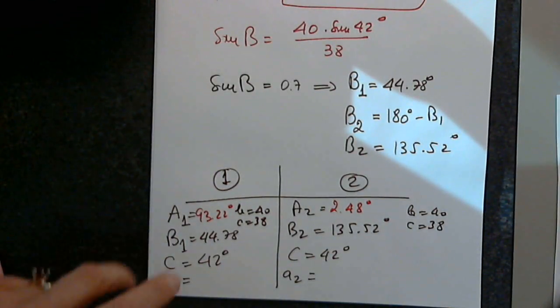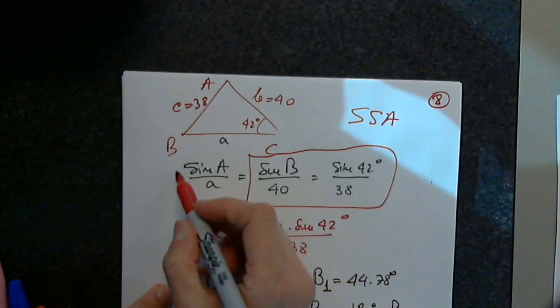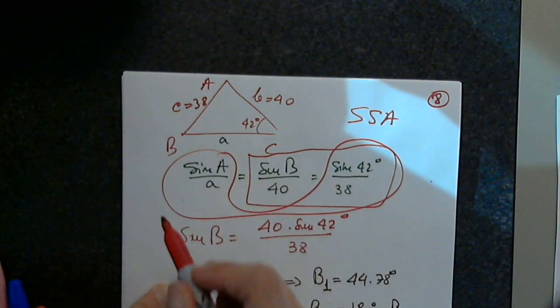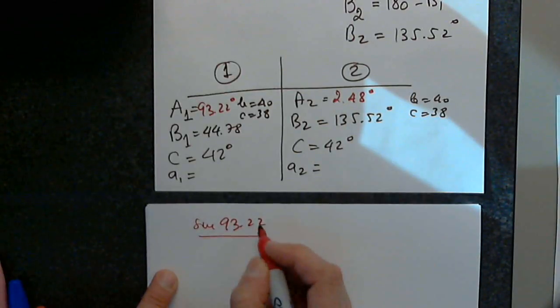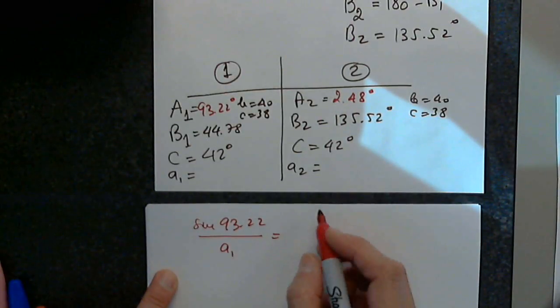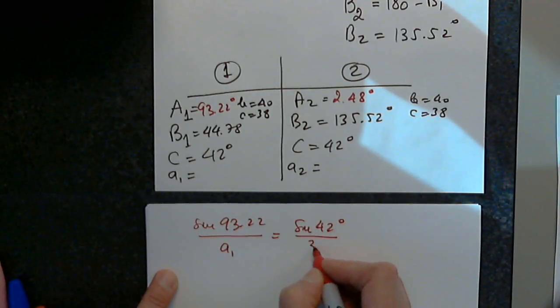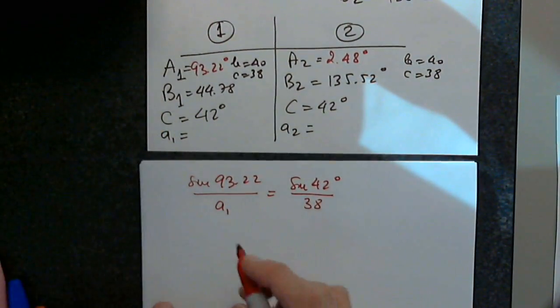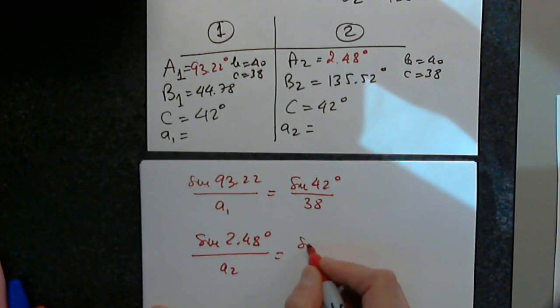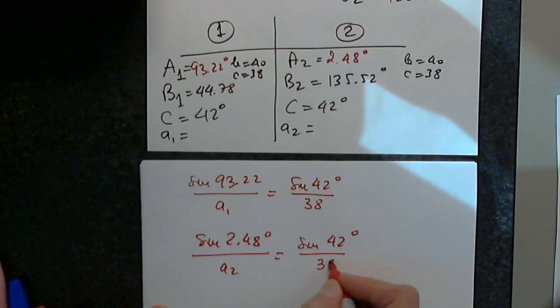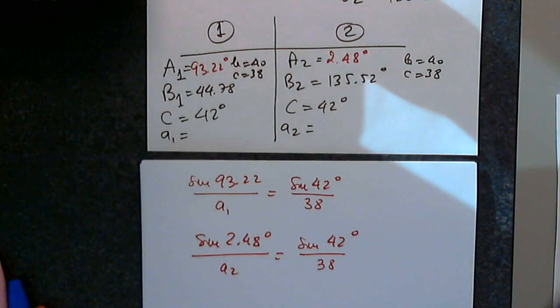With this information I go back and apply the law of sines. So now I have sine 93.22 over a1 equals sine 42 degrees over 38. And then I have sine 2.48 degrees over a2 equals sine 42 degrees over 38. And that's how I determine lowercase a1 and lowercase a2.